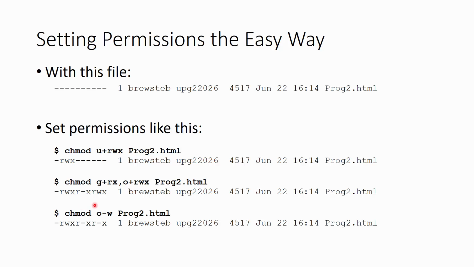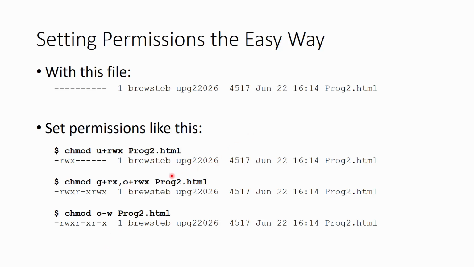Here is what the corresponding permissions look like. I'm going to remove the write permissions off of all others by using the minus. So it's all others, O, minus write, leaves me with this down here. So here we've got 7, and then RX and RX. R is 4, X is 1. So we've got 755 as applied to this particular file.